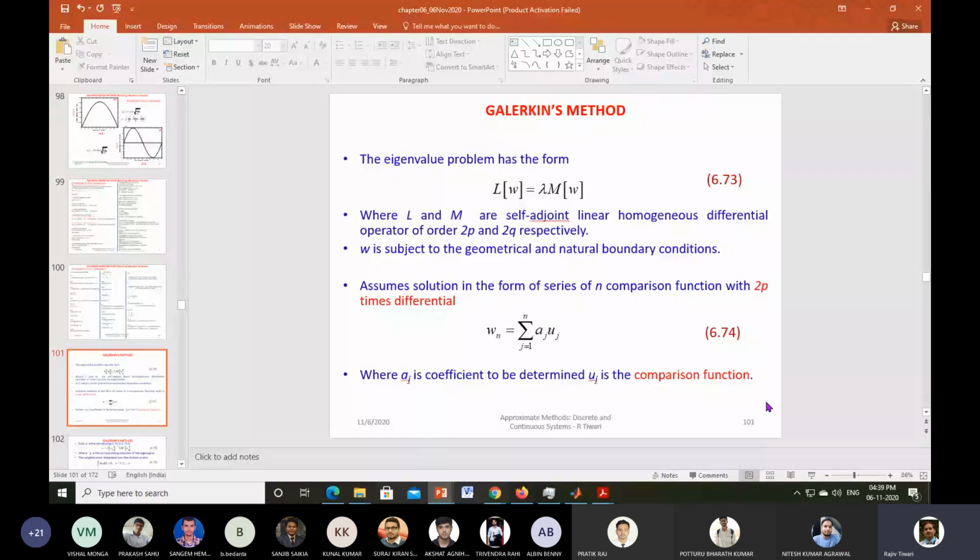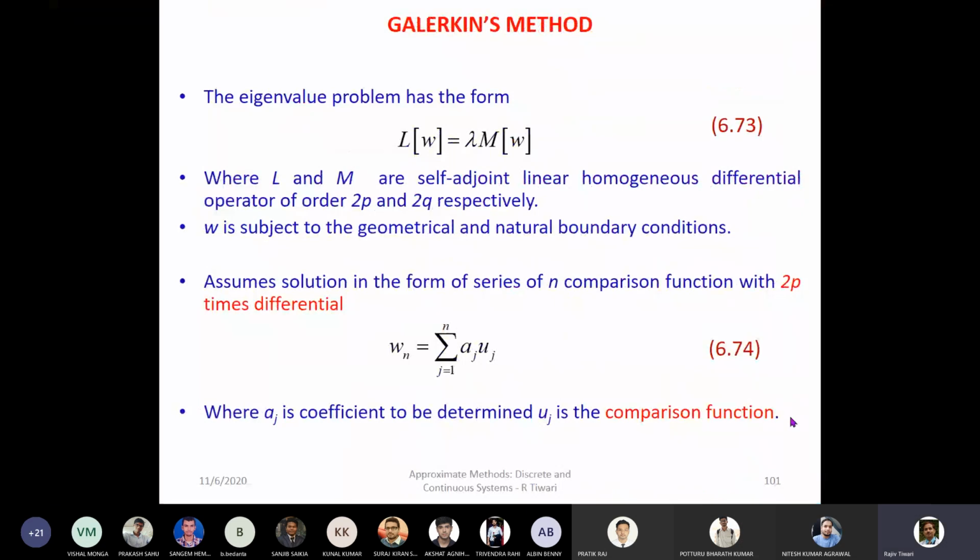So I'll explain the second method. Maybe the example I can take in the next class. So the Galerkin method is based on the equation of motion. Those who are doing the FEM course know the Galerkin method procedure.